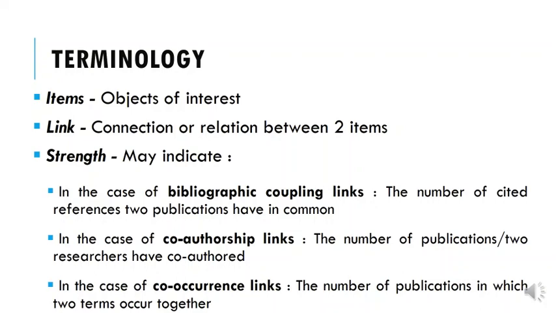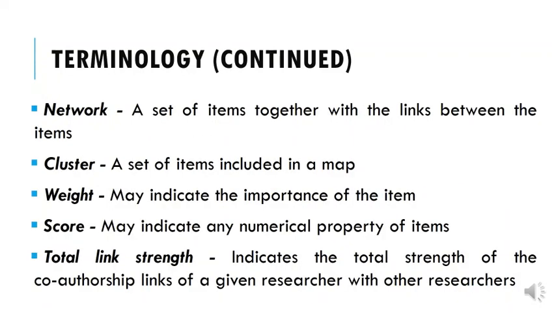Before we start to use VOSviewer, we need to understand the terminologies used in this software tool. I will share the most common terms, and if you require further information about any terms in VOSviewer, the manual could provide such information. The terms that I'm going to explain using an example include items, link, and strength. Other terms also include network, cluster, weight, score, and total link strength.